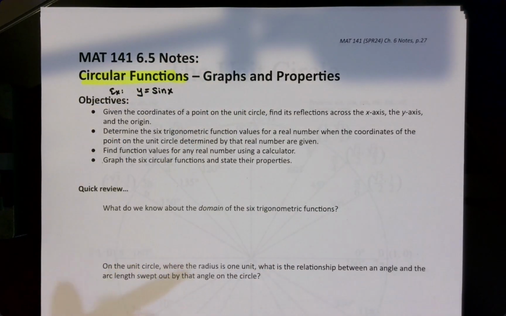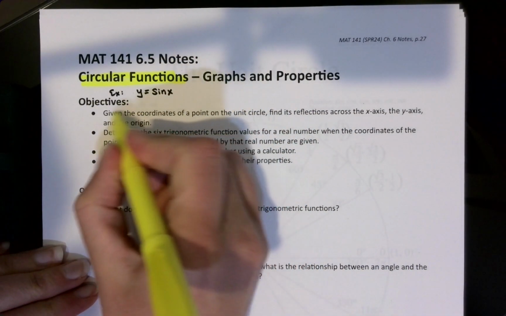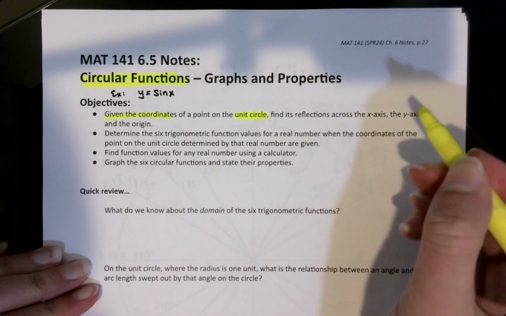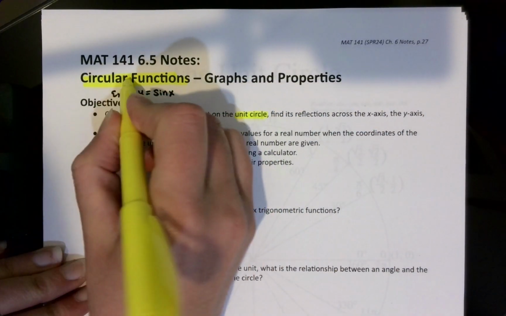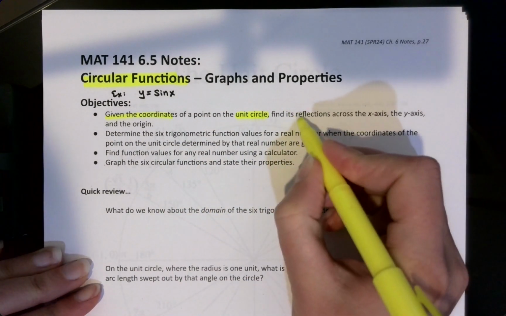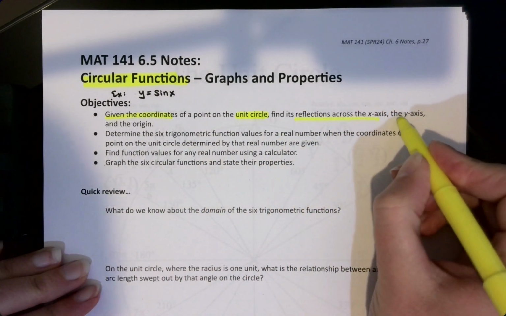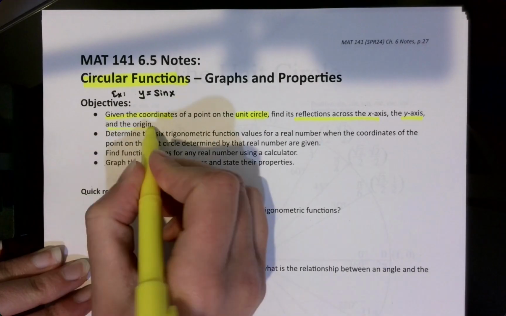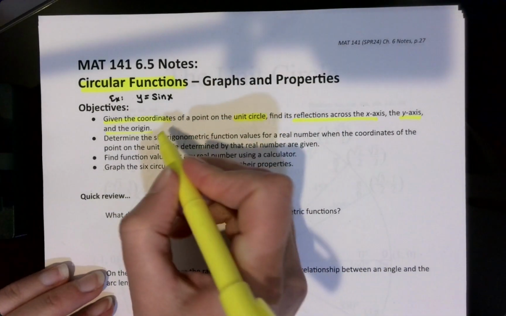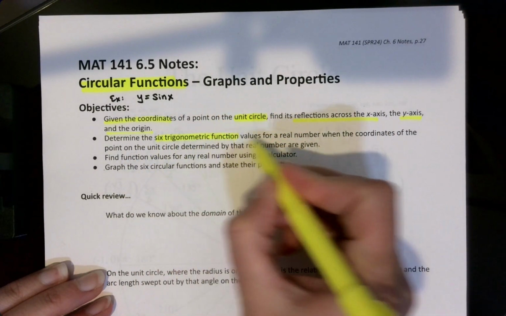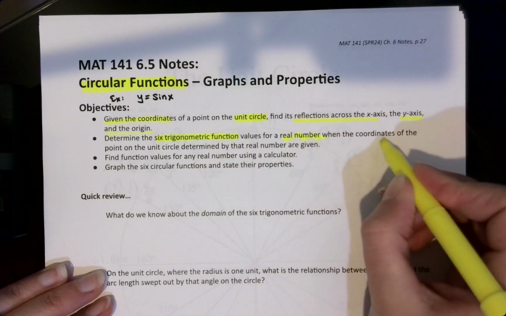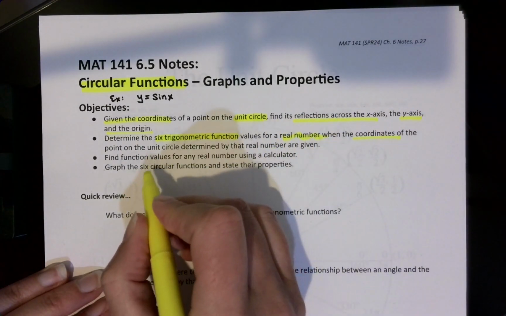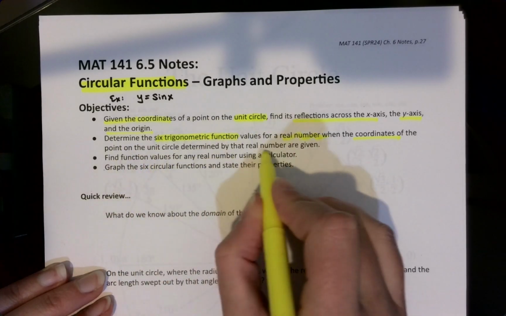And they're called circular functions because given the coordinates on the unit circle, we're going to be able to define each of the 6 circular functions. Then we'll be able to find their reflections against each of the axes and the origin. We're going to determine the 6 trigonometric function values for any real number input where the coordinates are the point on the unit circle, to remember that real numbers are given.